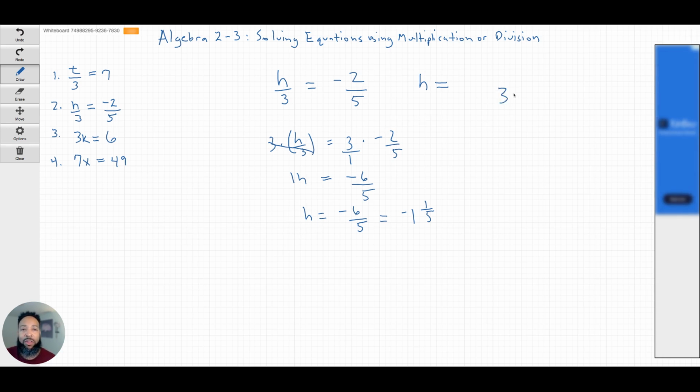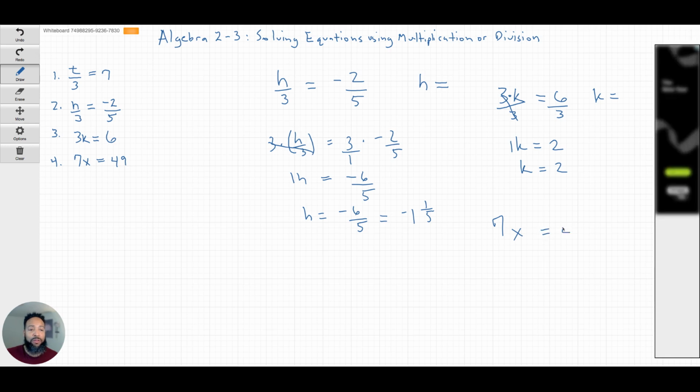We have 3k equals 6. Now in this instance, we want to have k equals, but we have a 3 multiplied by k. So how do we get rid of it? What we want to do this time is divide both sides by 3. So we divide both sides by 3. 3 divided by 3 is 1, so we have 1k equals 6 divided by 3 is 2. So we have 1k equals 2, or k equals 2. That makes sense? And then we have our last problem.